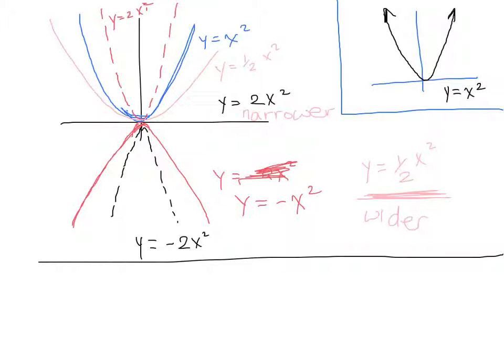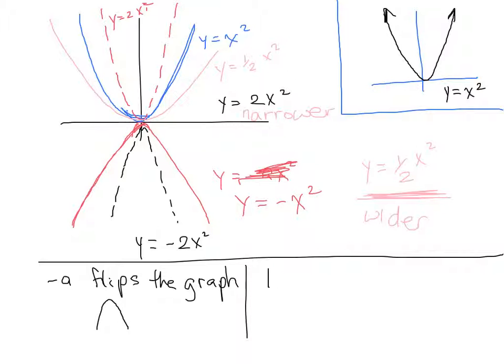So first of all, negative a flips the graph upside down. So it will be upside down if our a value is negative. What else should you take from this?